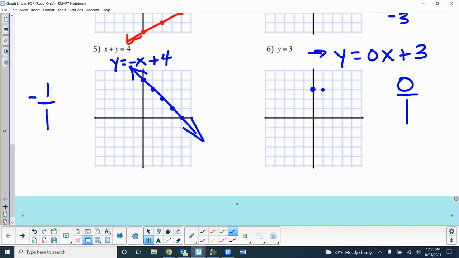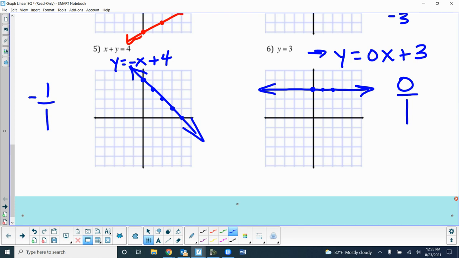Rise 0 and run 1. What kind of line is that? Don't tell me straight, they're all straight. Horizontal, yes. These are all supposed to be straight lines, right? The slope is 0 for horizontal.